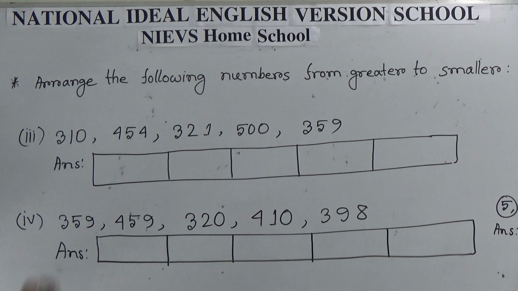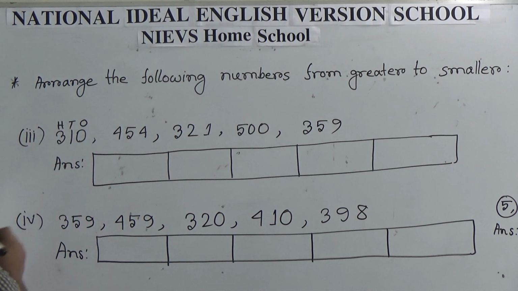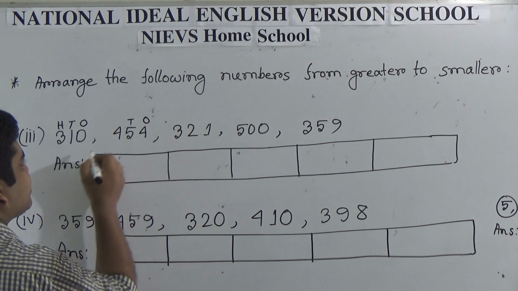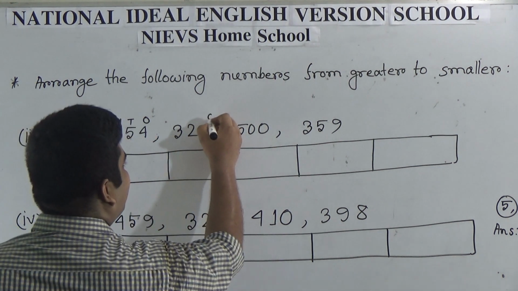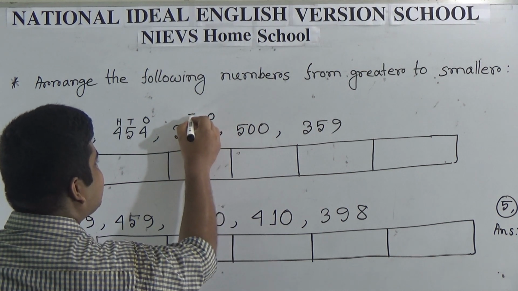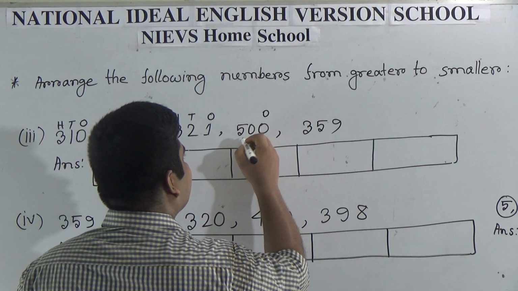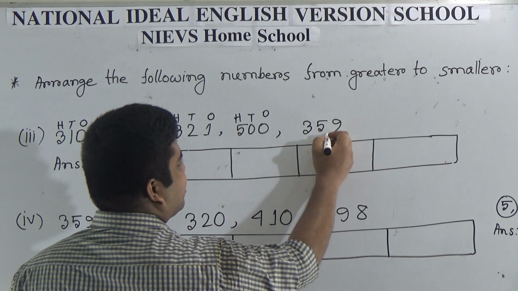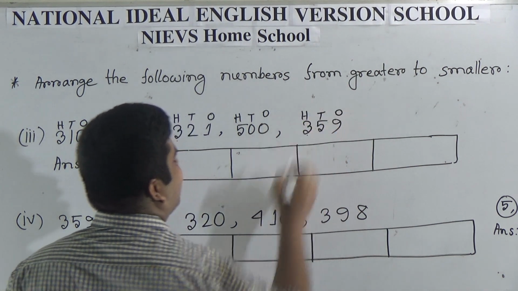of a number. Here you notice 0 is in ones place, 1 is in tens place and 3 is in hundreds place. Okay, done. Next 4 is in ones place, 5 is in tens place and 4 is in hundreds place. Again 1 is in ones place, 2 is in tens place and 3 is in hundreds place. 0 is in ones place, 0 is in tens place and 5 is in hundreds place. Then 9 is in ones place, 5 is in tens place and 3 is in hundreds place.